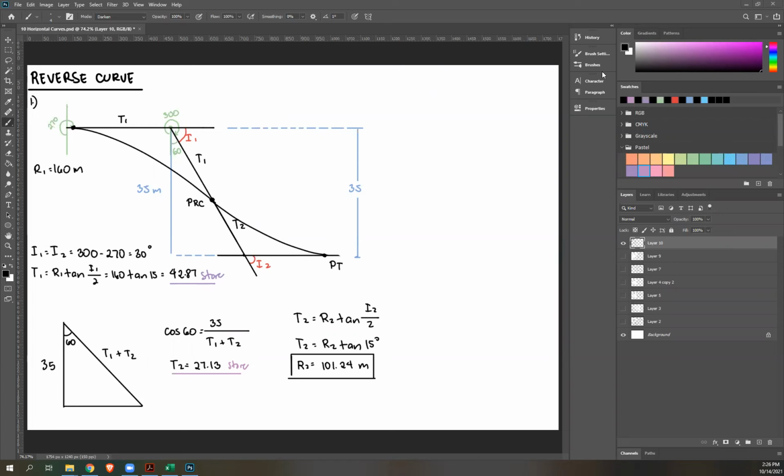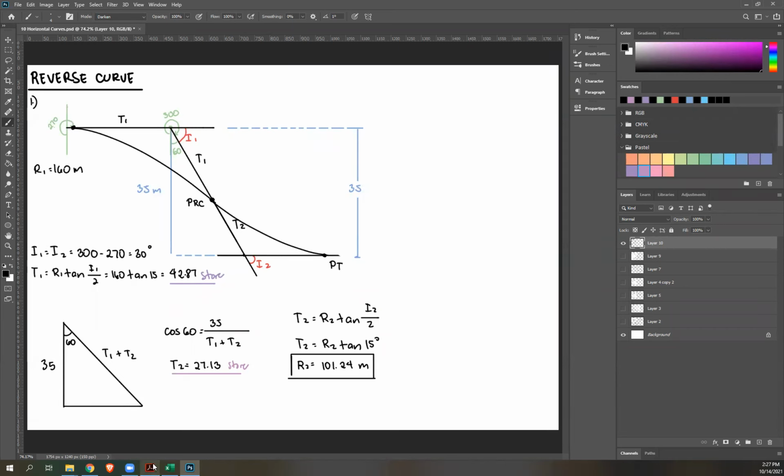Okay, there is a question. Ma'am, how is I again? Between the back and forward tangent of each curve, that is your I, angle of intersection. So this is the back tangent and forward tangent of the first curve. And this is the back tangent and forward tangent of the second curve. Now they happen to be parallel, that's why I1 and I2 are equal. So I is the angle of intersection between the two tangents of each curve.